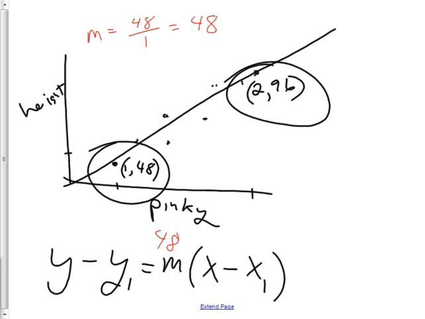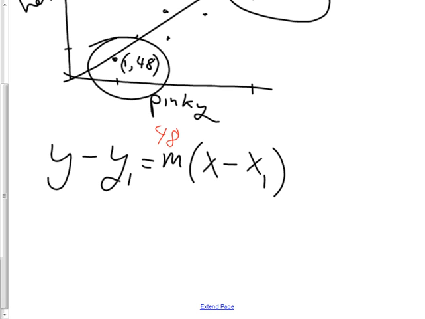And then you put in either point you want. I tend to go towards the easier one if you have a choice. I'm going to go with the 1, 48. You could have used the other and it'll be fine. y minus the y of it is 48 equals m, which is 48, times x minus the x of it, which is 1. Because I was using this point right here.